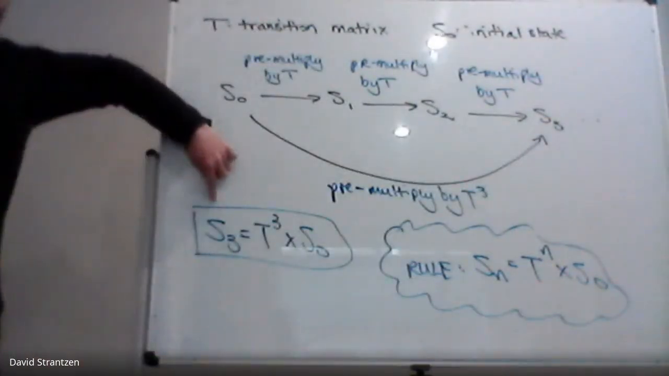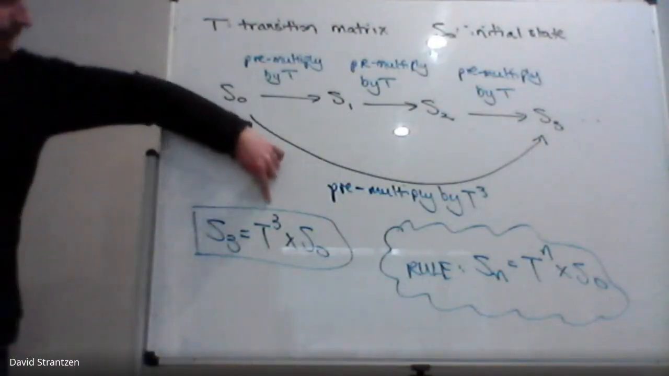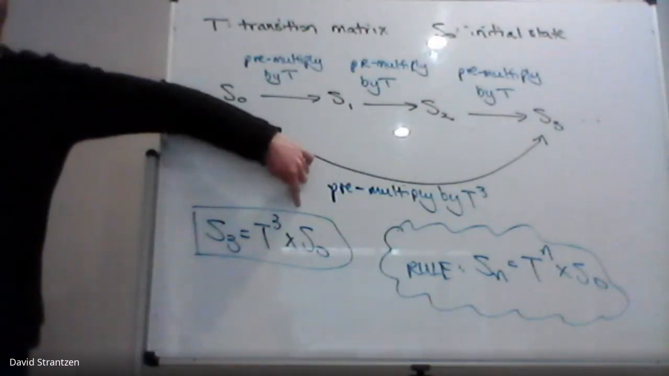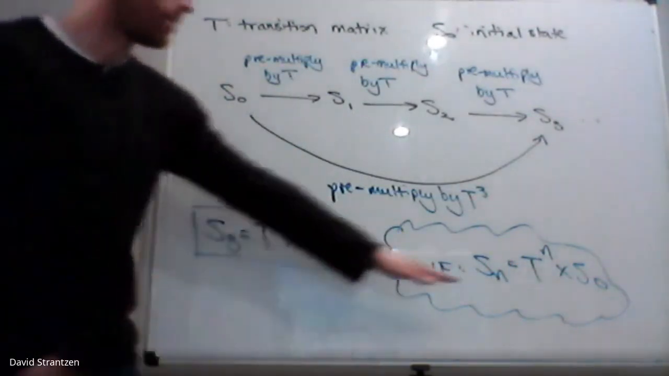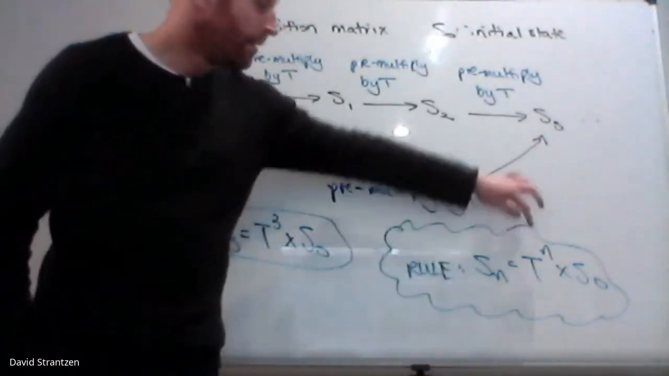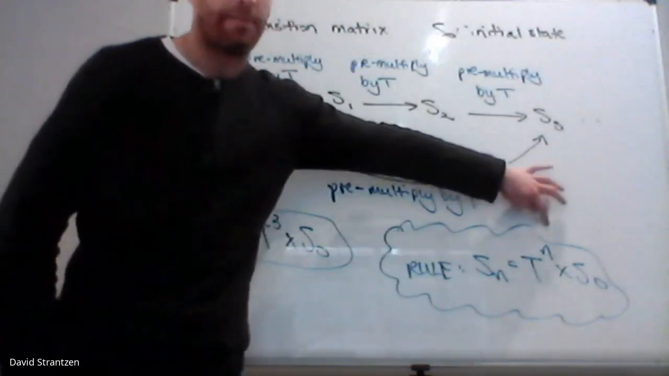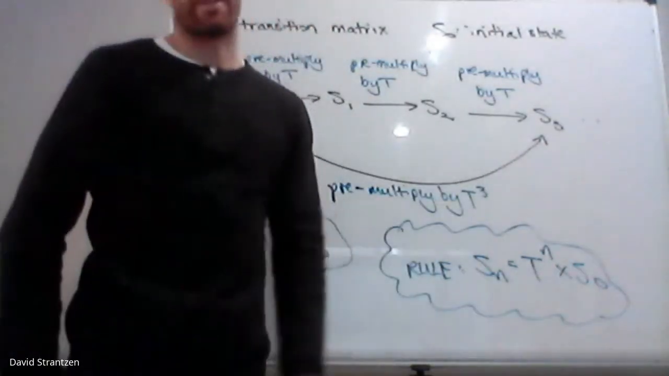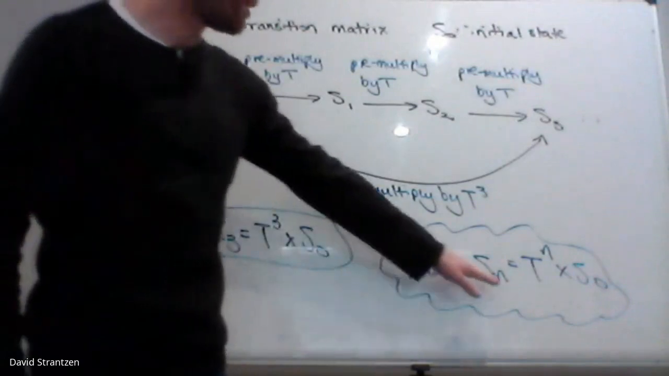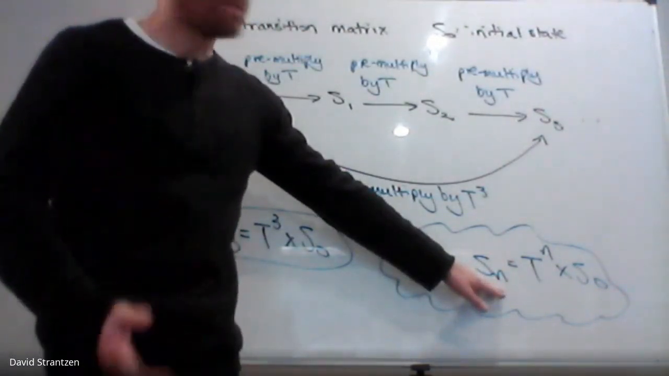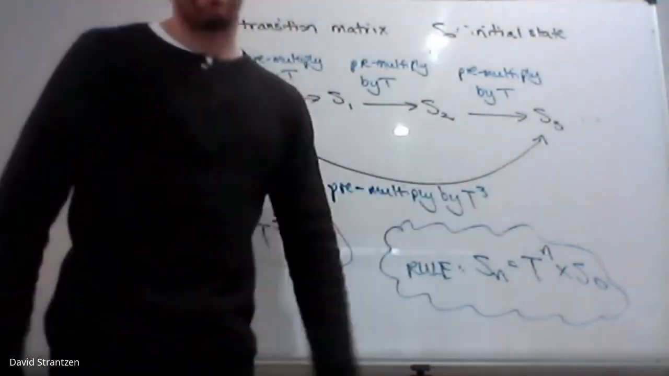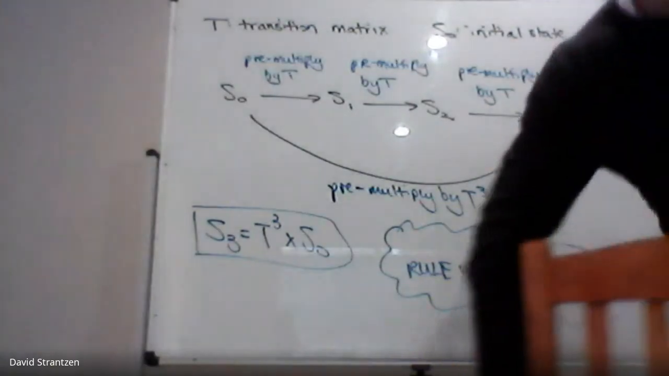So S3 can be worked out really quickly by doing T to the power of 3 times my initial state matrix. And then I can apply that for any state that I want to find, Sn, by my rule being T to the power of n times my initial state matrix S0. Okay, so if I wanted to work out the value of S30, I can do T to the power of 30 times S0, and I'll get the answer really, really quickly using the calculator, of course.